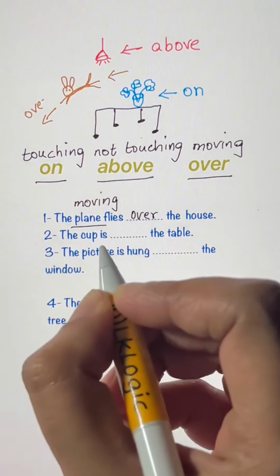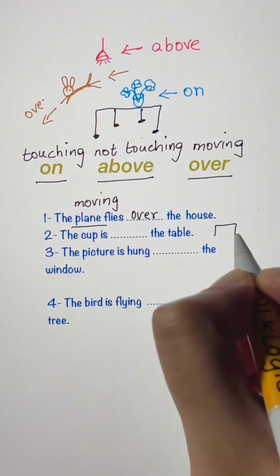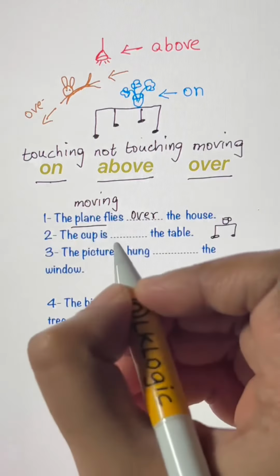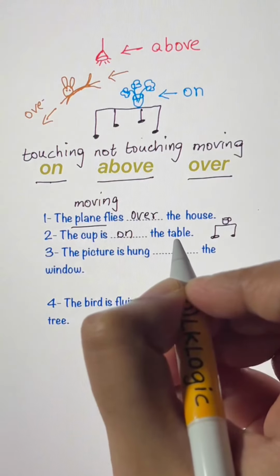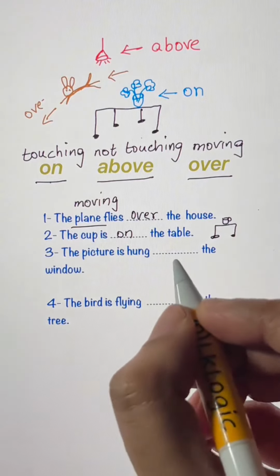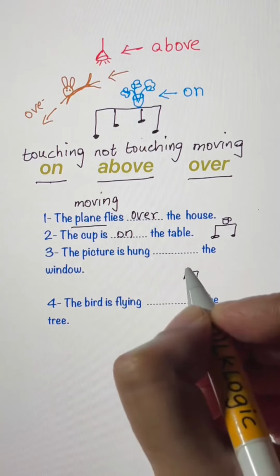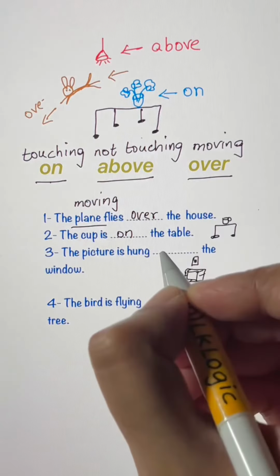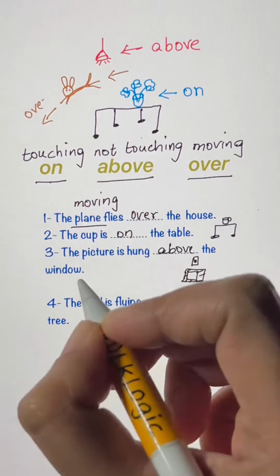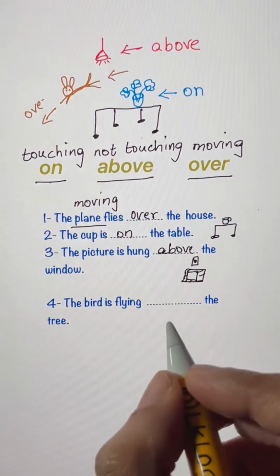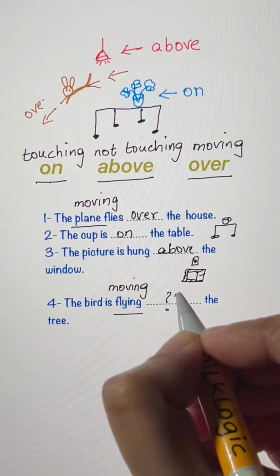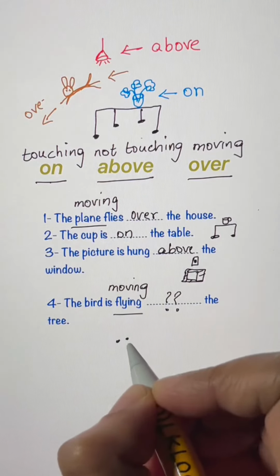Question 2. The cup is blank the table. There's a table. The cup is touching. So we use on here. The cup is on the table. The picture is hung blank the window. It is not touching the window. So we use above here. The picture is hung above the window. The bird is flying blank the tree. So flying is moving. You do this one. Write your answer in the comments.